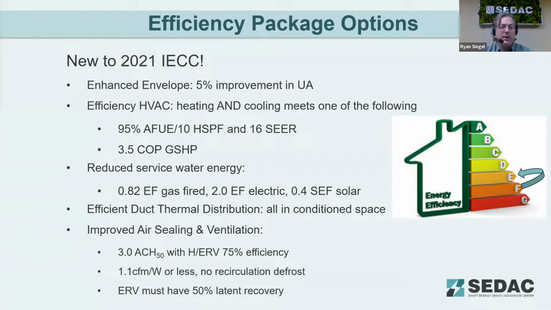Here, noting that in order to qualify for this, you have to have total efficiency of at least 75%, and energy recovery ventilators have to have at least 50% latent recovery on that too. So a little bit of a higher threshold. And noting here, you have to have ERVs or HRVs. So a supply only or an exhaust only cannot apply for improved air sealing and ventilation credit.